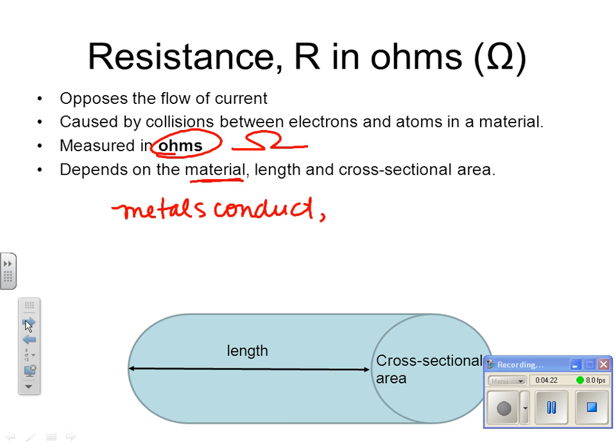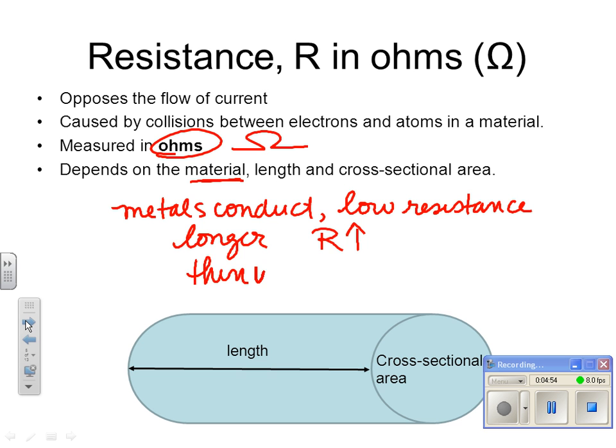And when you're talking about metals and wires and things, you also have to talk about how they're shaped. And you can imagine that if it's a really, really long wire, there's a lot of opportunities to collide with things. And so the longer it gets, the greater the resistance. And also, if it's really, really small in cross-sectional area, so if it's a really thin wire, then the resistance goes up also because it's going to be colliding more often.